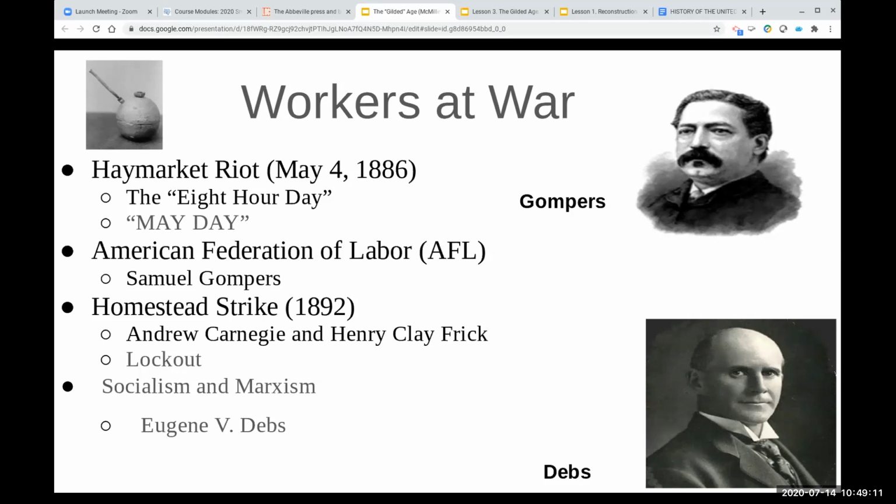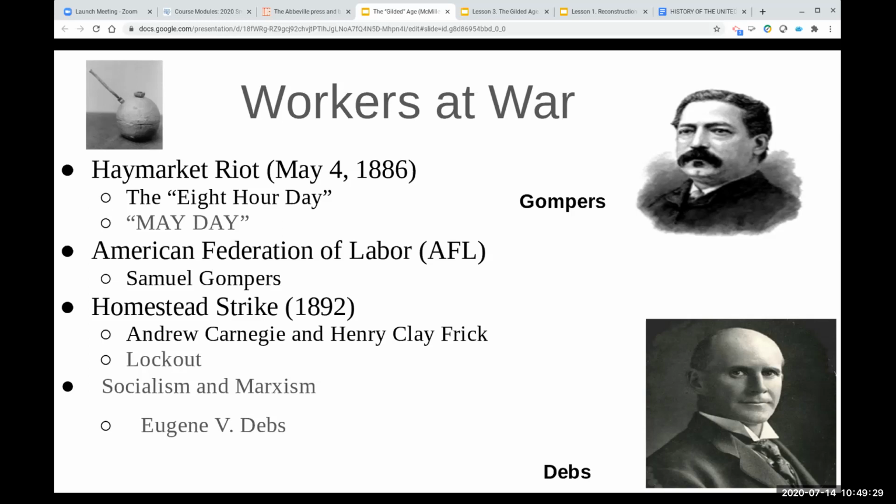The ideas of Marx become more and more popular. But then there's that middle road of Gompers who says, well, we should organize in trade unions, and that's how we will agitate for better working conditions and how we will agitate for higher pay. So you have these things erupting at the end of the 19th century as we move into the 20th century.